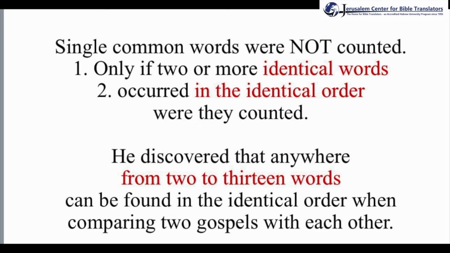Now, what's that? If there are common words, just a single word, it's not counted at all. It's just there because they're speaking about a common subject. But number one, if two or more identical words follow each other, and secondly, they occur in the identical order, only then were they counted. Morgenthaler discovered that anywhere from 2-word sequences to 13-word sequences can be found, where you have not only the identical word form, but in the identical order.